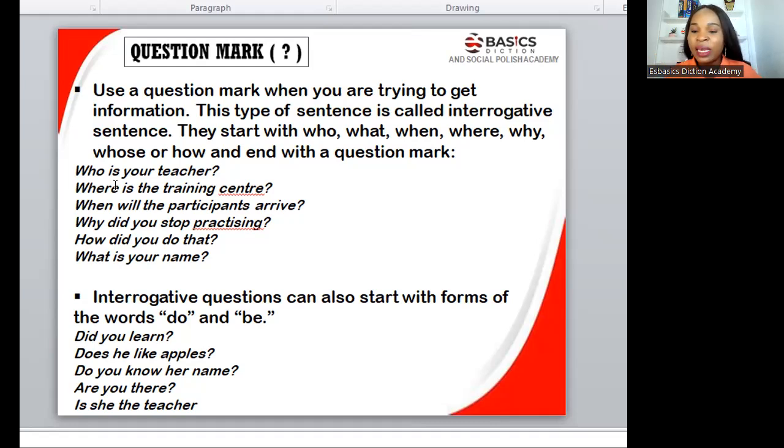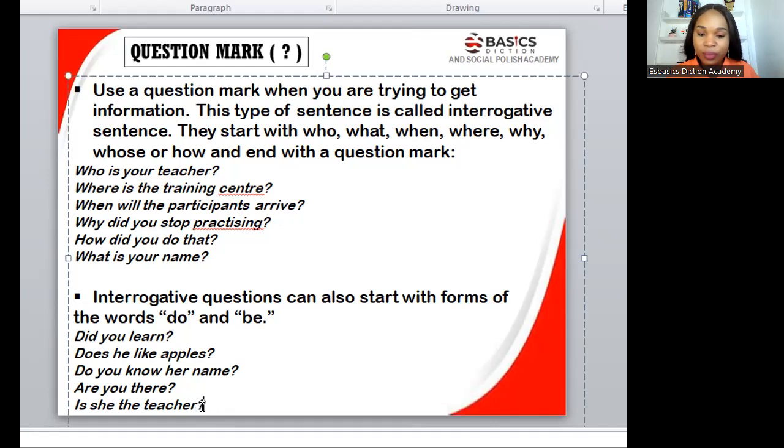Interrogative questions can also start with forms of the words do and be. For example, did you learn? Does it like apples? Do you know her name? Are you there? Is she the teacher? Did you learn? Let's proceed.